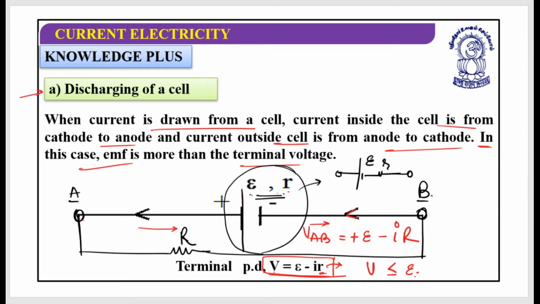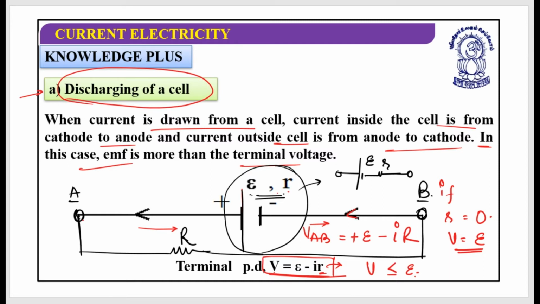If R is equal to 0, if internal resistance is equal to 0, then V is equal to E, which is not possible in practical life. Yes, internal resistance is always there. In reality, V is equal to E minus IR always when it is the case of discharging of a cell. Is it clear?